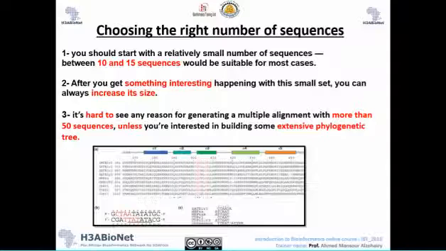So, choosing the right number of sequences, try to pick between 10 and 15, and after getting something interesting, you can increase the size. You can put more and more sequences. And as we said, there's no reason to put more than 50 sequences unless you would like to have an extensive phylogenetic tree. In this case, you can put more and more, and this depends, of course, on your project and what you are looking for.